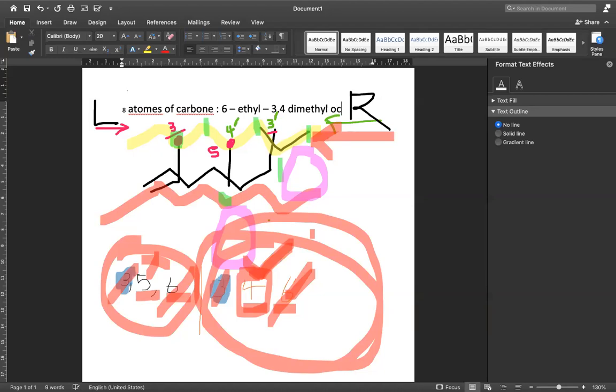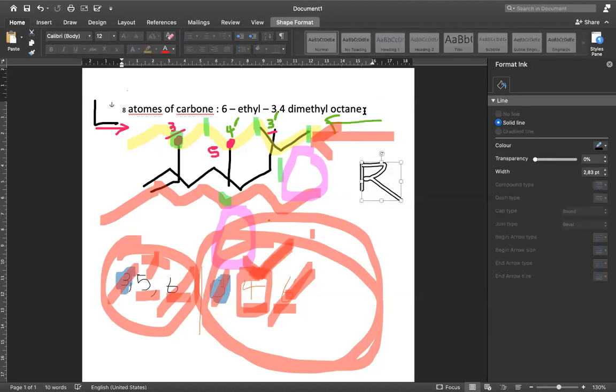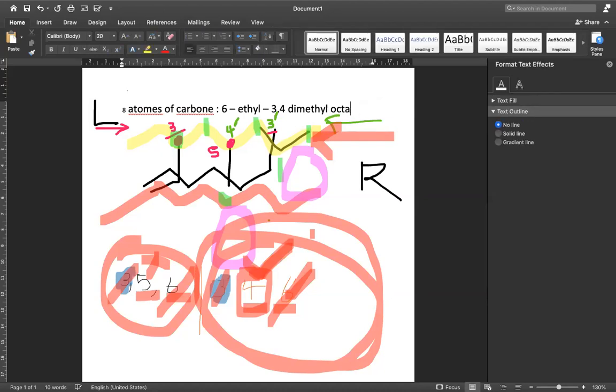So we have octane. Oh, no, not octane. Octa. Then the suffix is ane. Therefore, the name will be, when you put it all together, octane. Any questions? So now just summarize, so that maybe it becomes clear for everyone.